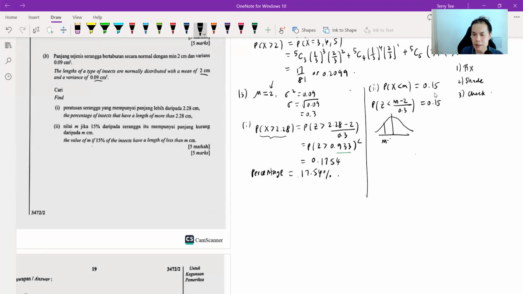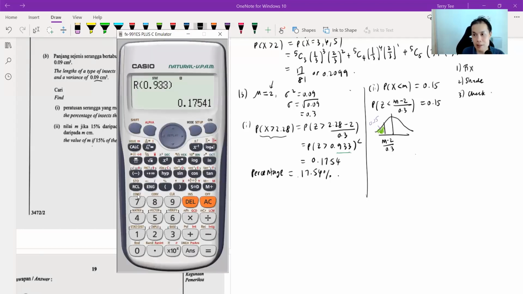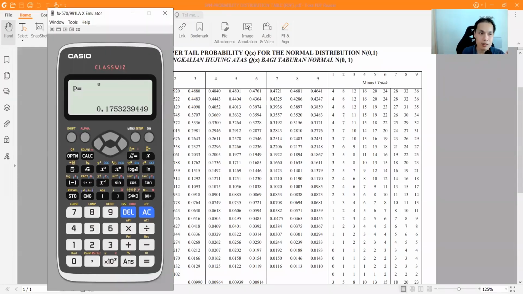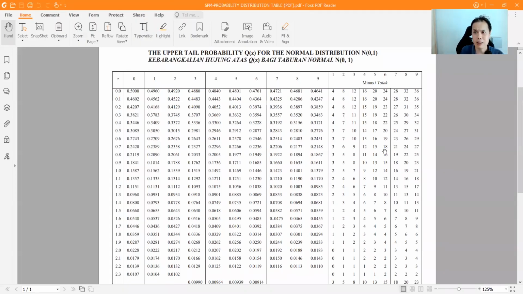So this is m minus 2 over 0.3, less than, and the region is over here. Now I know this area can be 0.15. It makes sense. The next question is, how do I read this 0.15? Reading backwards, this calculator, I'm sorry, is helpless. It cannot do anything. So we either use a mathematical table or we use the black calculator, the class width calculator. Let's say I don't have the black calculator. I need to use this table. You have to slowly find it one by one.